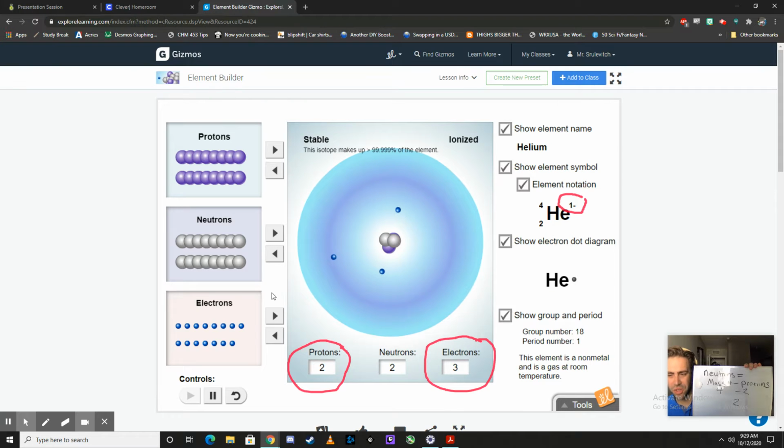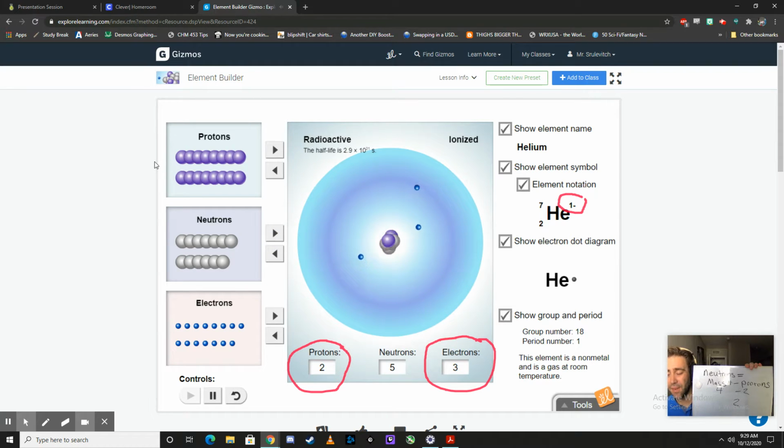And which one has no charge at all? We can add as many or take away as many neutrons as we want, and there's still no change in the charge. Look at this pink circle up here. It's still -1. There is a number changing, however. That number is the mass number.